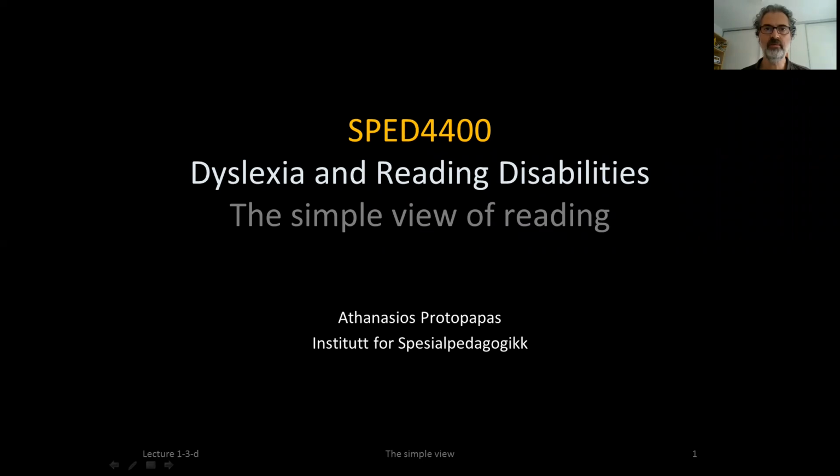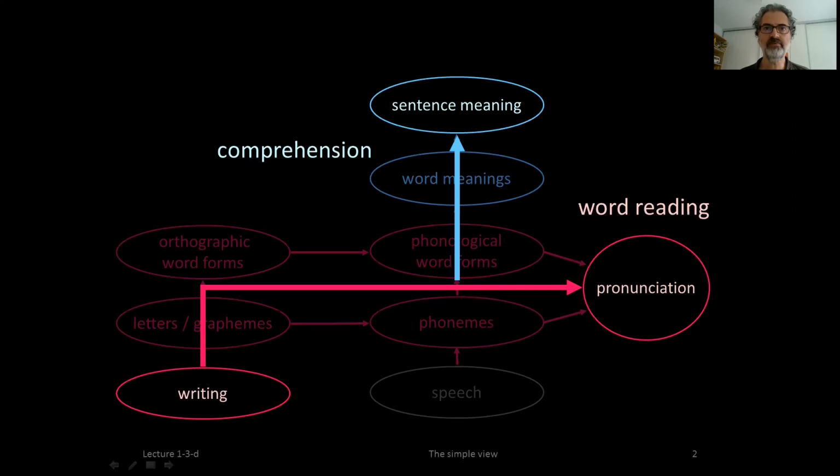In this video, we will talk about the simple view of reading. The simple view of reading is an expression of the idea that there are two different levels of processing when reading to understand a text. Indeed, there is a dimension of word reading and a dimension of comprehension, as we've said before.